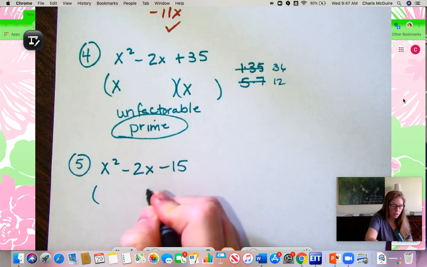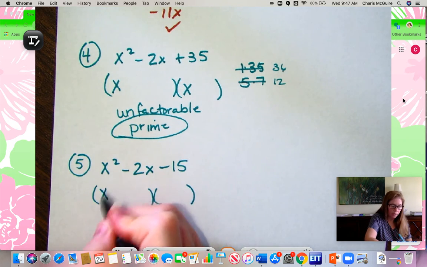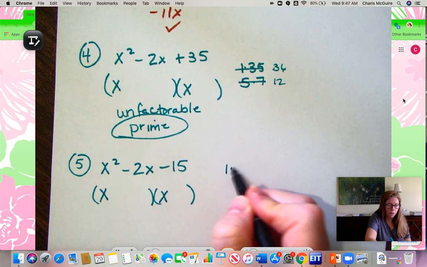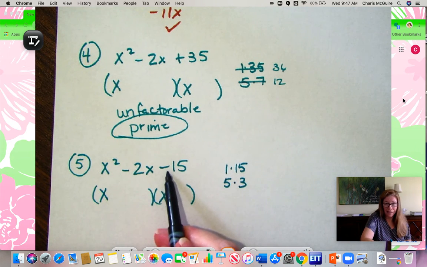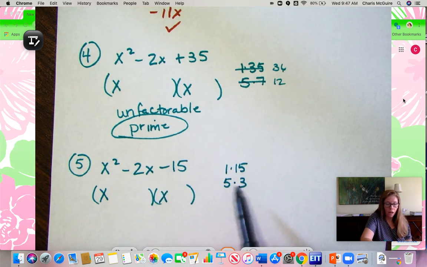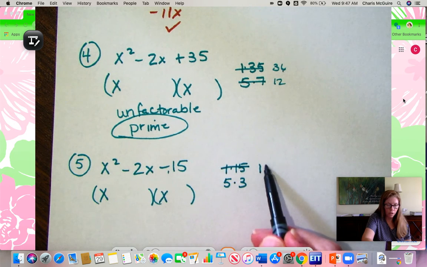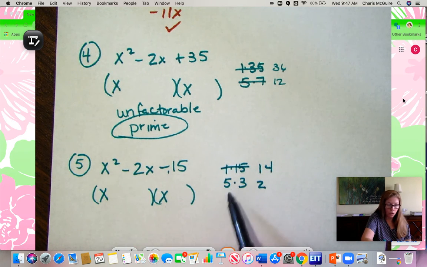Double parentheses. All right. X squared in the front, x times x. 15 in the back. We could do 1 times 15 or 5 times 3. Now, do you notice this is a negative 15? That means over here you're going to subtract these. If this number is negative, you subtract these. So if you do 1 minus 15, you get a 14. If you do 5 minus 3, you get a 2. That's what you're looking at, is a 2.